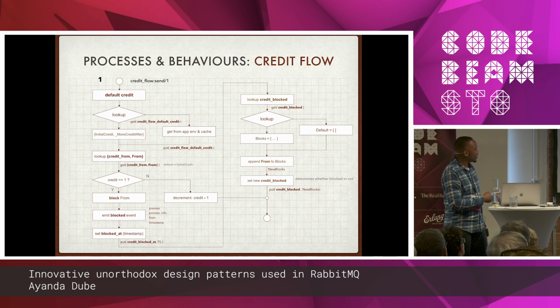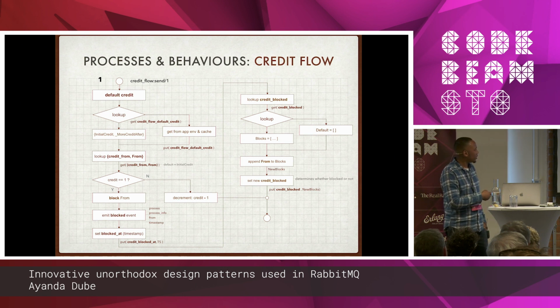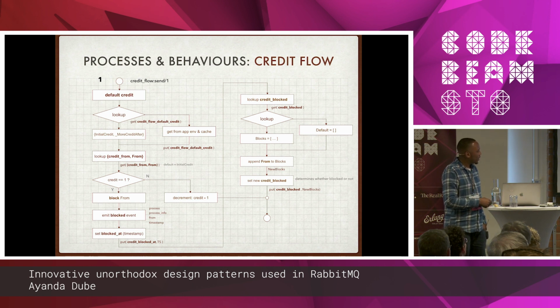So from the sender's perspective, right? The process sending will basically execute a credit flow send and specify the target process which it's desiring to send messages to, right? So it will check in its process dictionary, is the credit flow default credit defined, right? If it is, it will use that. If not, it will get it from your application environment variable, and then it will check how much credit do I have for that specific process which I want to send messages to. So the context of the word from here is the peer process, right? So I'm getting credit from another process.